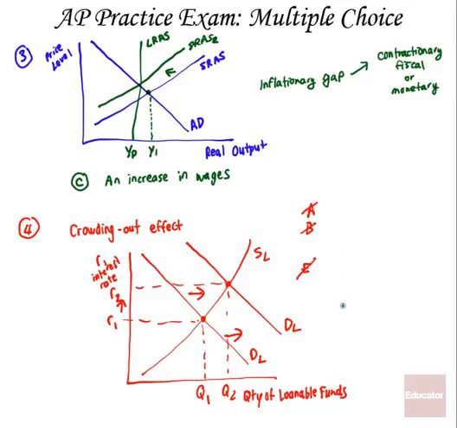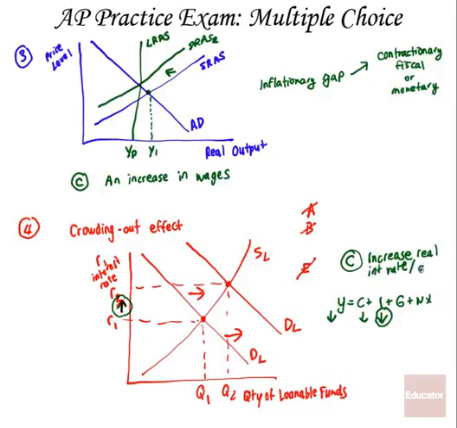Now what happens to investment? Well, remember the equation Y equals C plus I plus G plus NX. When R increases, consumption and business investment go down, and so in this case Y goes down as well. The second part of the problem is what happens to investment in the long run, and investment decreases. So the answer is going to be C, which is increase real interest rate and decrease investment.